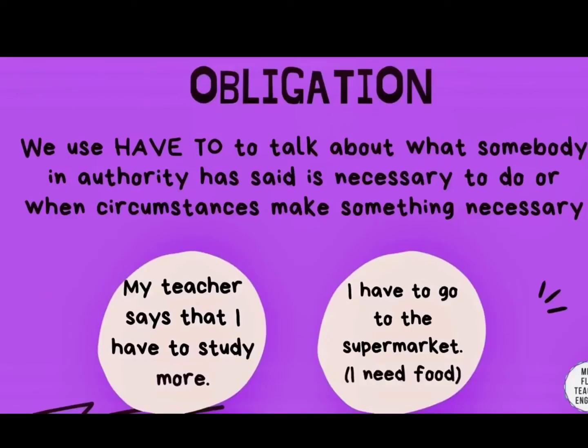We use have to for obligation to talk about what somebody in authority has said is necessary to do, or when circumstances make something necessary. For example, my teacher says that I have to study more. I have to go to the supermarket. I need food.